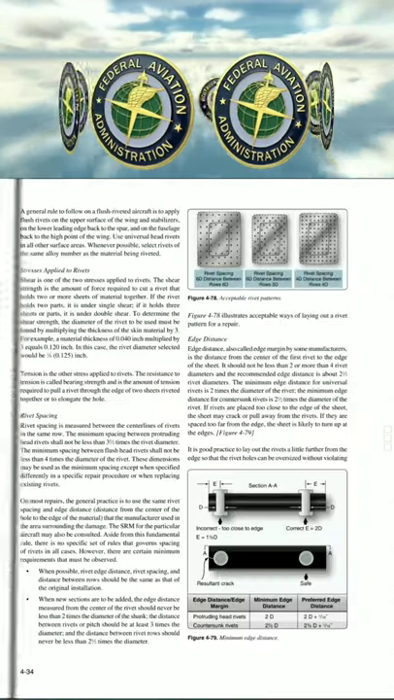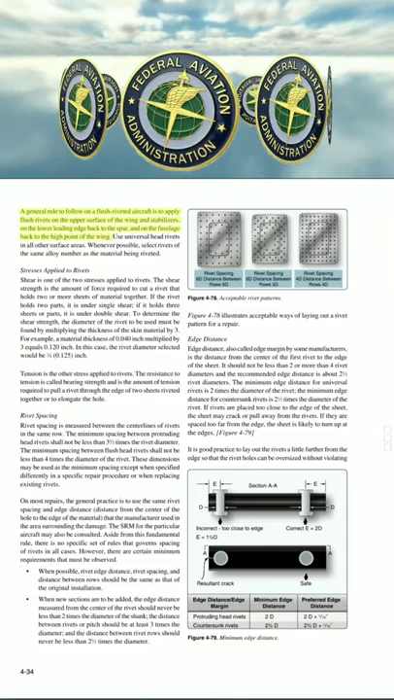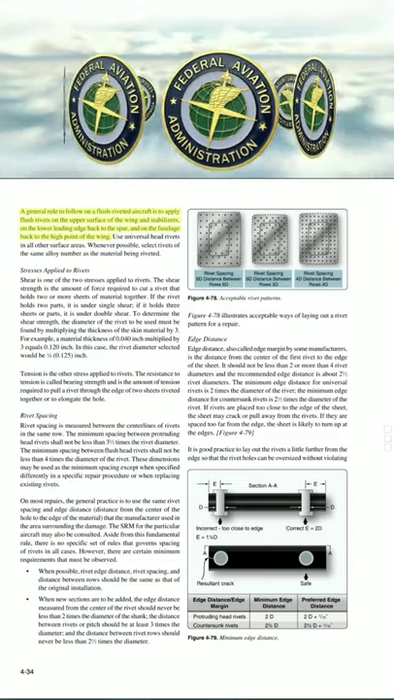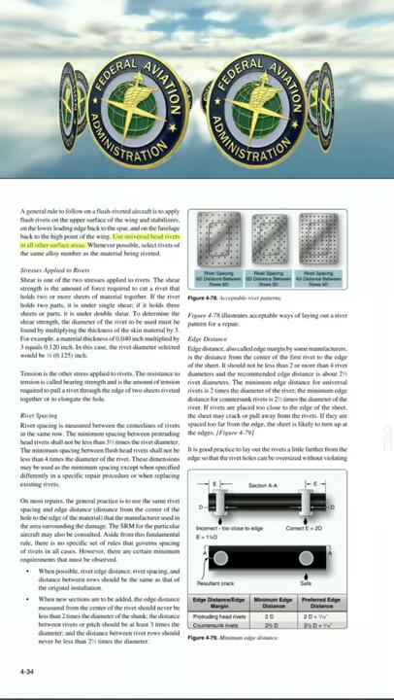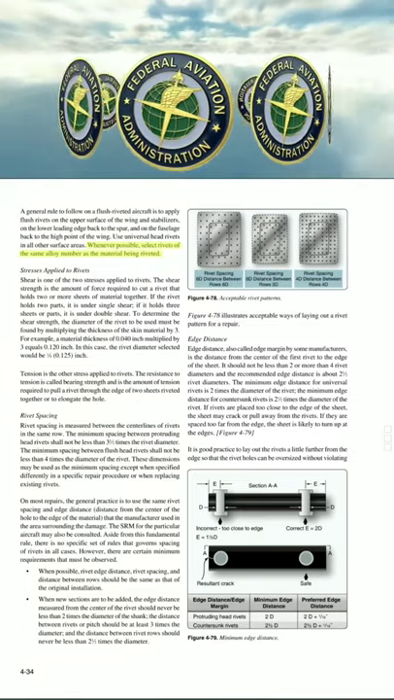4-33. A general rule to follow on the flush riveted aircraft is to apply flush rivets on the upper surface of the wing and stabilizers, on the lower leading edge back to the spar, and on the fuselage back to the high point of the wing. Use universal head rivets in all other surface areas. Whenever possible, select rivets of the same alloy number as the material being riveted.